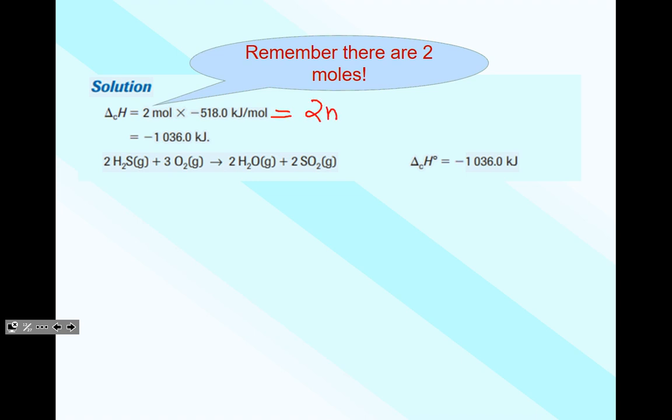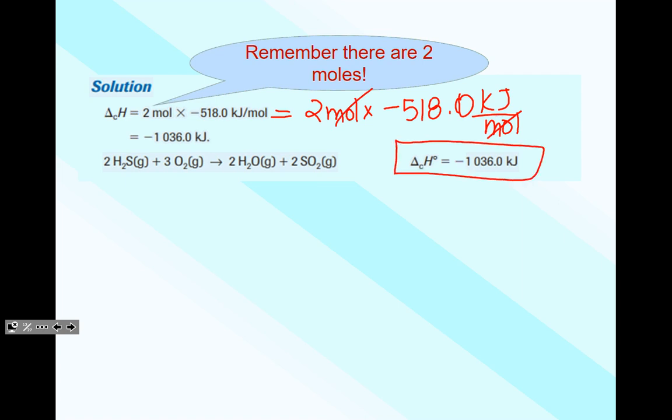2 moles of the substance, negative 518.0 kilojoules per mole. Apologies, it's kind of ugly. Oh my goodness, I have issues today. That's okay. Moles cancel out, kiddos, and you get that. And that's all you have to do. Write out your balanced equation and your delta H.